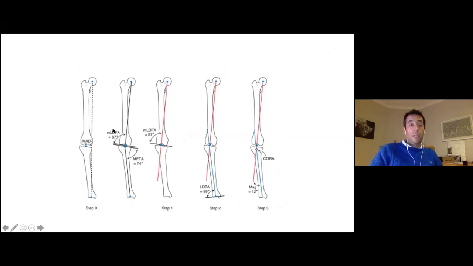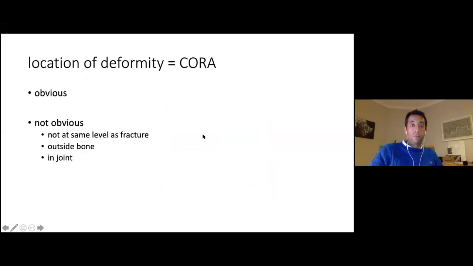So malalignment test, mechanical axis deviation shown, normal here in the distal femur laterally, abnormal in the medial proximal tibia. You can measure it and look, lo and behold, the deformity is right up in the proximal tibia, almost in the joint. And that has a special implication when it comes to correction. So when we look at that again, just so you know, the deformity can be obvious. It may not be obvious, as we said. It may not be at the same level as a previous fracture. It may live outside the bone or even in a joint.